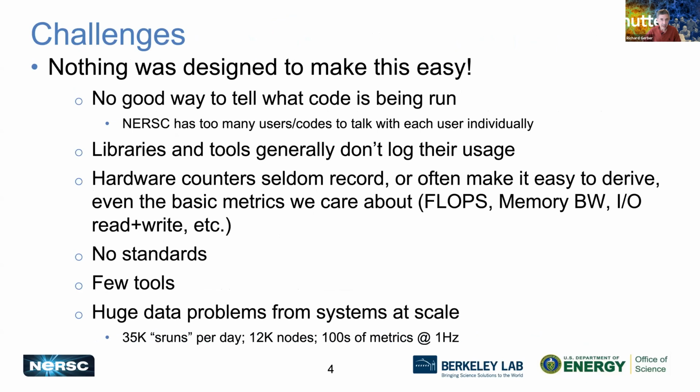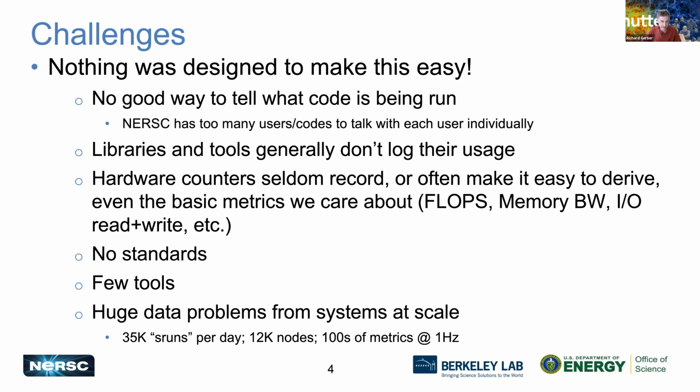So one of the big challenges, and there are lots of them, is that nothing was designed to make this easy. There's no good way to tell what code is being run. I mentioned talking to each one individually. The libraries and tools generally don't log their usage, or if they do, it's not in any consistent way. We all know the hardware counters seldom tell us anything that we want to know, or make it really hard to even find out about, say, flops or memory bandwidth. It's different for every processor. It's usually some combination of different kinds of counters that may or may not be executed under certain circumstances. So it's not easy necessarily.